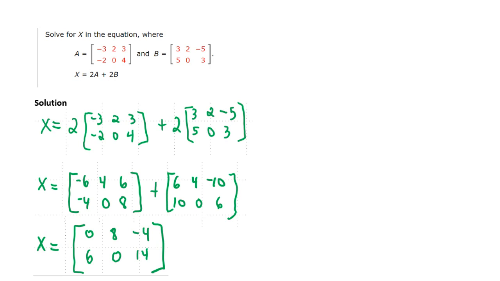4 plus 4 is 8. 6 plus -10 is -4. -4 plus 10 is 6. 0 plus 0 is 0. And 8 plus 4 is 14. So x is equal to 0, 8, -4, 6, 0, and 14. So be very careful also on the computer. Make sure you put these in the right order, okay?